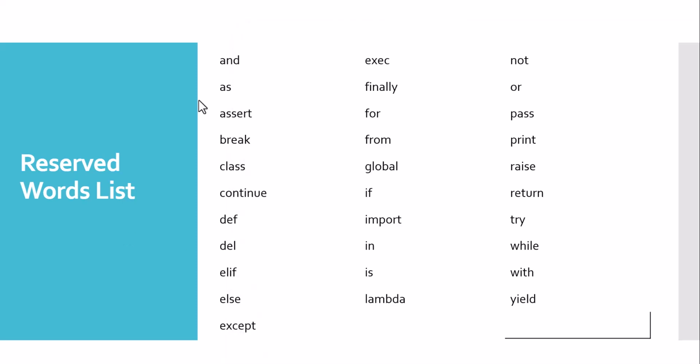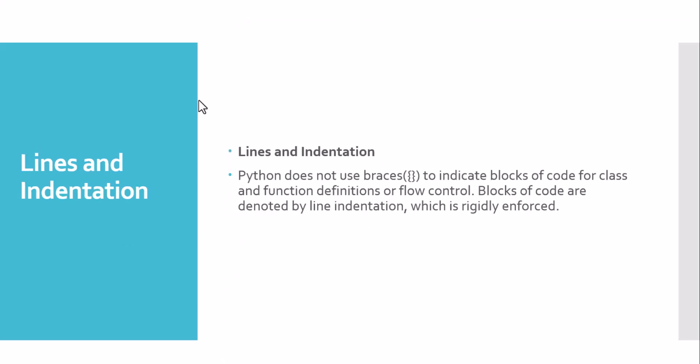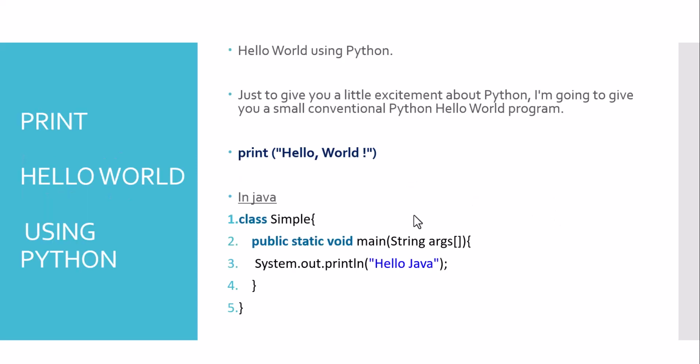Then we move to the next section, that is lines and indentation. Python does not use braces to indicate blocks of code for classes and function definitions or flow control blocks. Blocks of code are denoted by line indentation, which is rigidly enforced. Python is not going to use braces for its code, like see in this example.